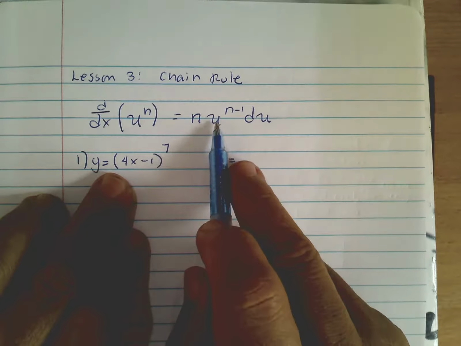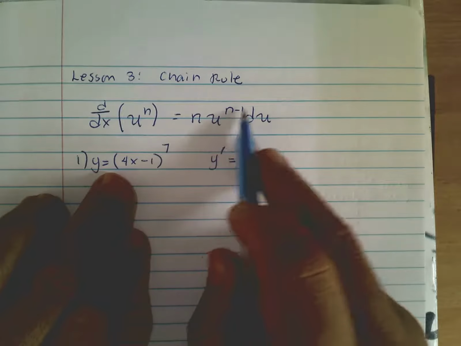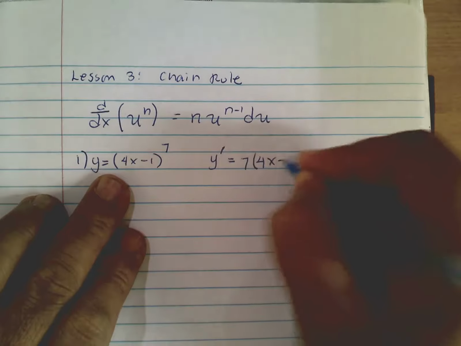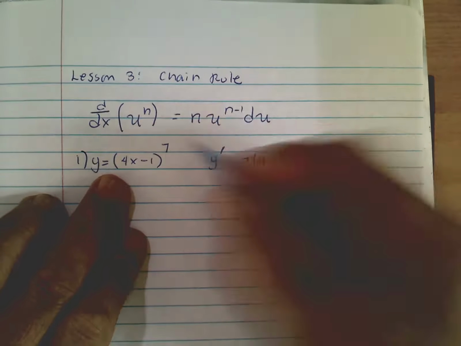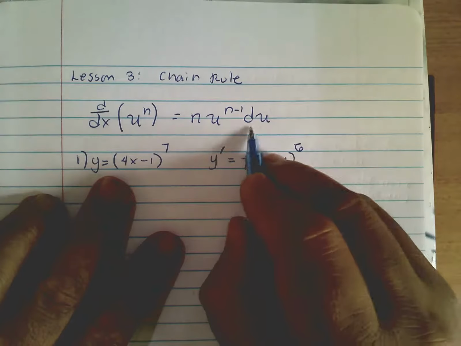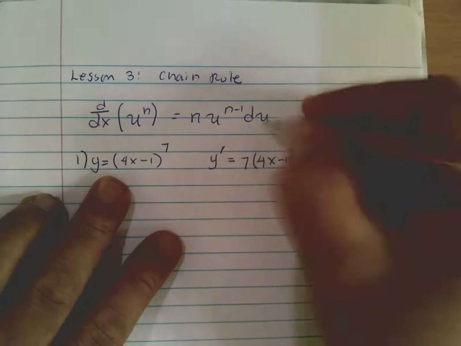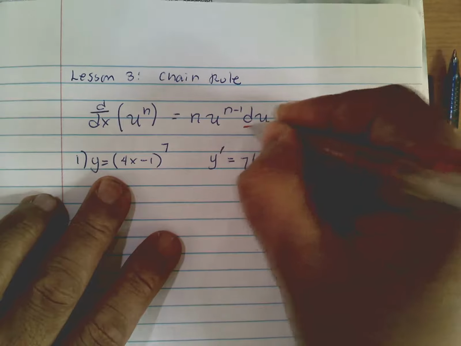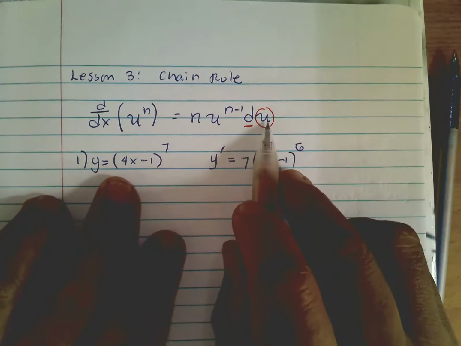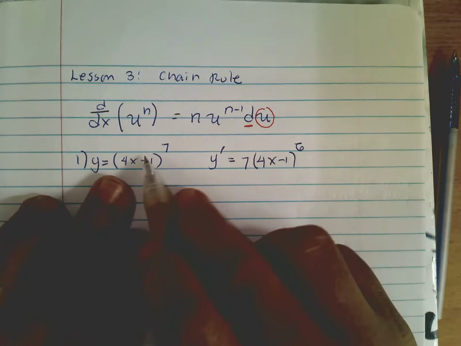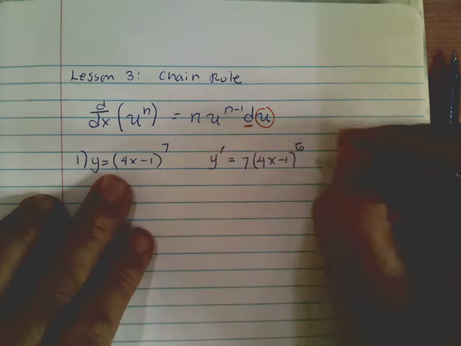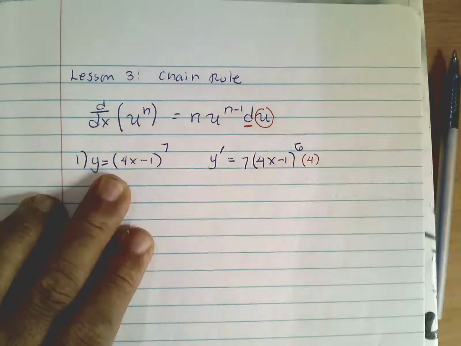So according to this one, that's going to be n u to the n minus 1. Your n is 7. Your u is the 4x minus 1. N minus 1 is raised to 6. And then you have here the du. The du means the derivative of u. This is the derivative of your function u. What's the derivative of your u? What's your u? 4x minus 1. What's the derivative of 4x? Is 4. Derivative of minus 1 is 0. So therefore, this one is times 4.